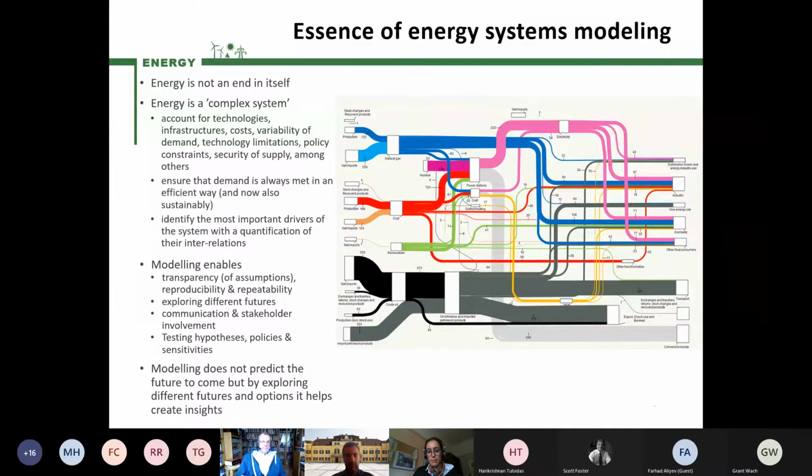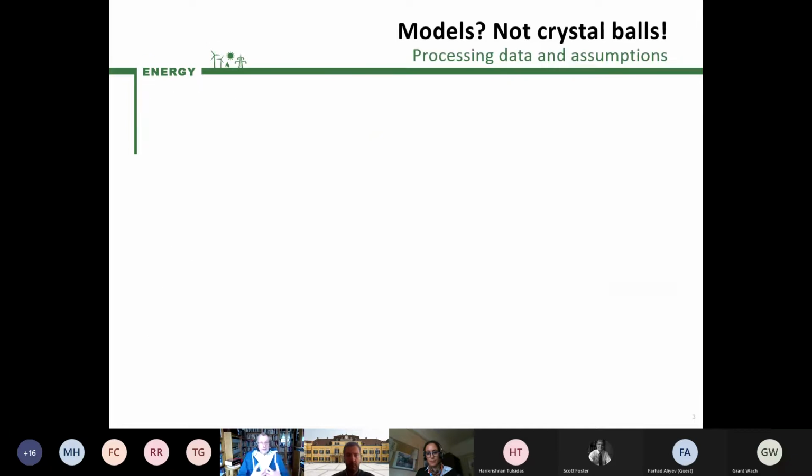The modeling also has to identify the most important drivers of the system and quantify the interrelations. What do I mean with that? We have to say this energy system is driven by demographics, by economic activity, by technology change and innovation, by policies and all that. And each of these is not independent, but also interrelated. Go back now.